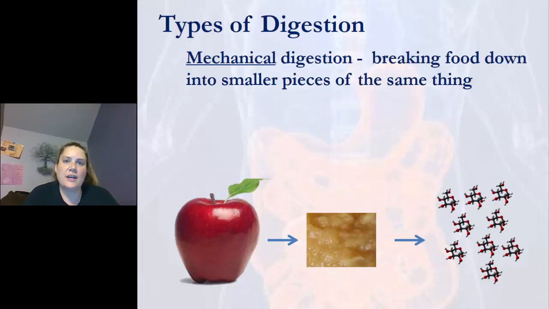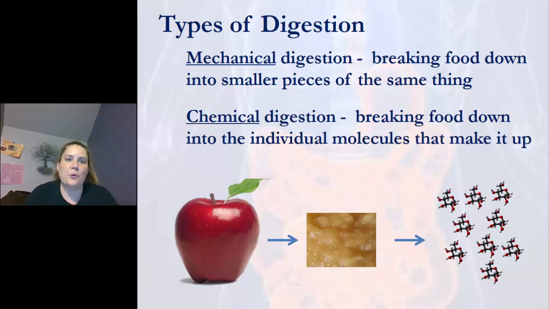There are a couple of different types of digestion that we're going to talk about. There's mechanical digestion, which is where we just break food down into smaller pieces of that same food. Like when we take an apple and chew it down into a mush that looks kind of like applesauce, that's mechanical digestion. It's still apple, just in a slightly different form.